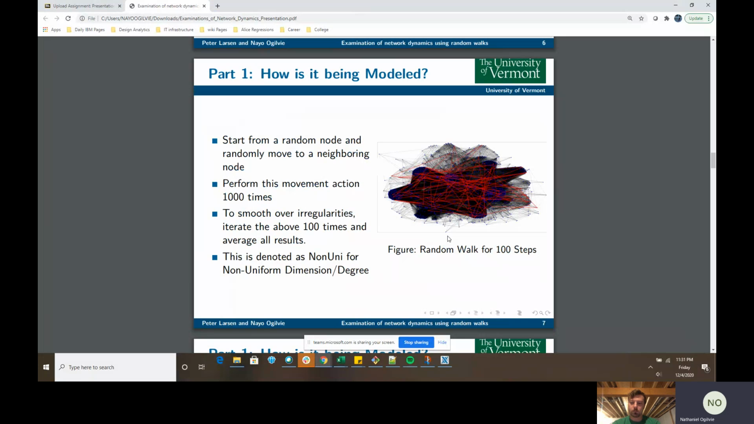In this case, we also use non-uniform dimension and degree, which you'll see throughout the rest of this presentation. On the right here, you can see a random walk through the nodes. The red indicates where the walk has occurred. In this case, it's after 100 time steps, not the 1,000. It's just with 1,000 steps, it looks very confusing. So 100 is a little easier to see.